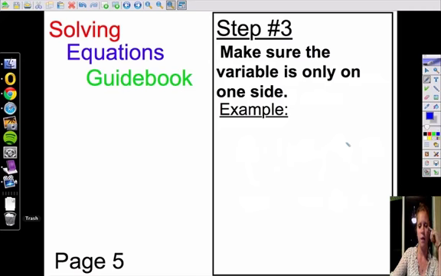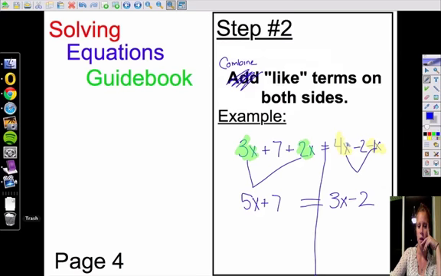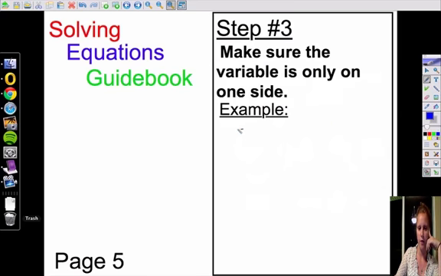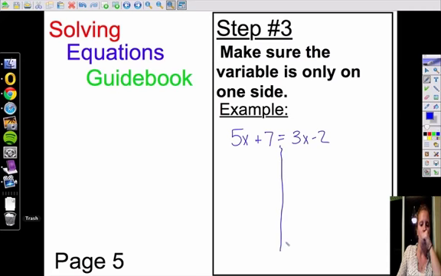Step 3 is to make sure the variable is always on one side. In step 2, we ended up with 5x plus 7 equals 3x minus 2. We need to make sure the variable is on one side. Again, I need my line down from my equal sign. To get an x on one side, we usually get rid of the smaller x, so I'm going to get rid of this 3x. How do I get rid of something? An operation that gets rid of something is to subtract. So I'm going to subtract 3x from both sides.